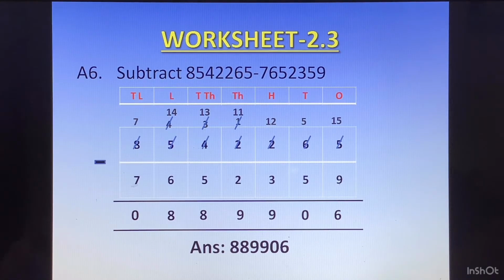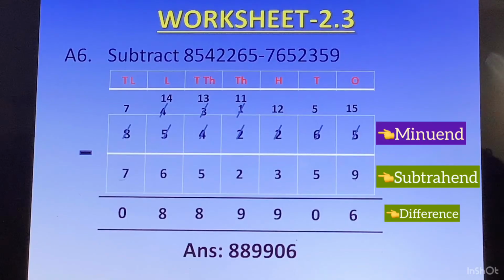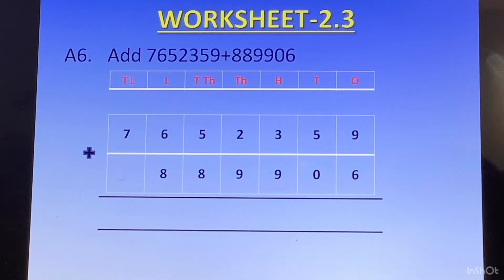That means now this number 889906 you will add to 7652359. We should get 8542265 as the answer. If we are getting that answer, that means our calculations are correct. Let us do the check part.